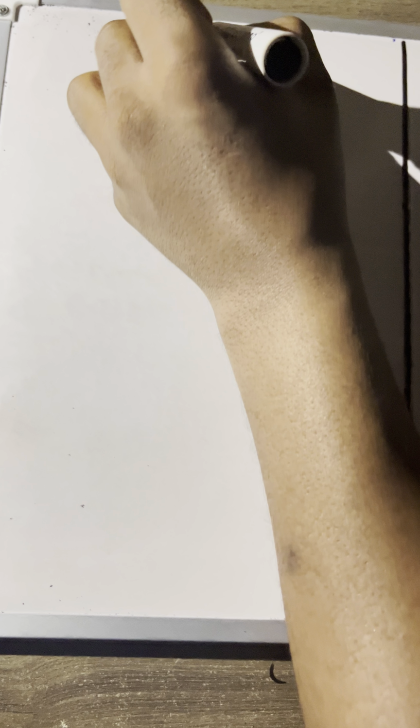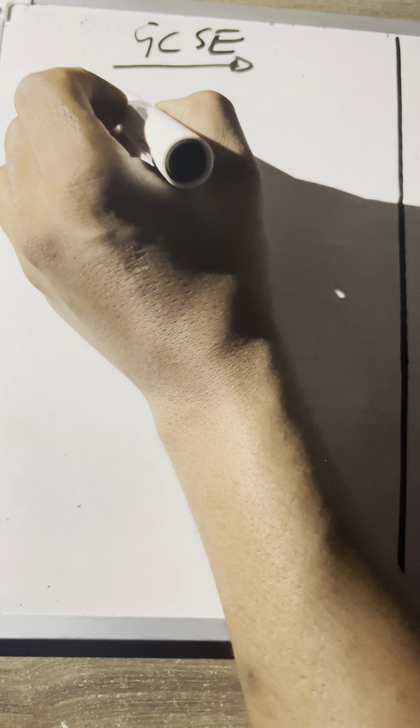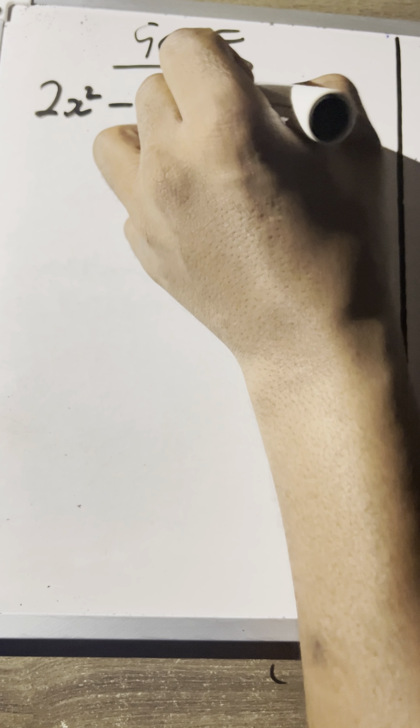Thank you. Let's do what is called GCSE. All right. Thank you very much. Let's do this quickly: 2x squared minus 2x minus 7 is equal to 0.